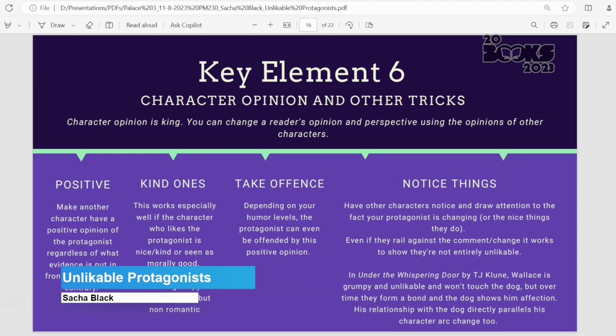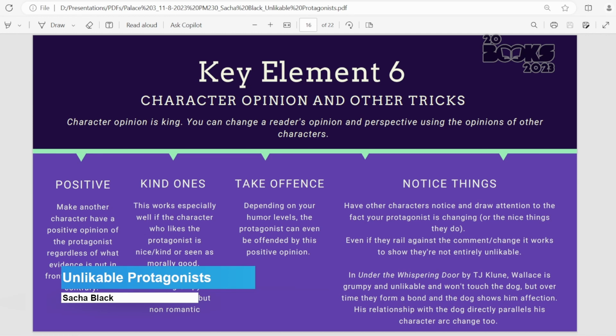What this does is it bends the reader's viewpoint, and it will help to engage their empathy and enjoyment of the protagonist. But they have to stick to their guns about their liking for this character, no matter what evidence is put in front of them. A really good example of this, TJ Klune writes characters that are like Grumpy Sunshine. I can't remember if it was Under the Whispering Door. I think it was Under the Whispering Door, wasn't it? The lawyer one. I'm going to go with Under the Whispering Door. We're just going to pretend that that's definitely the one.